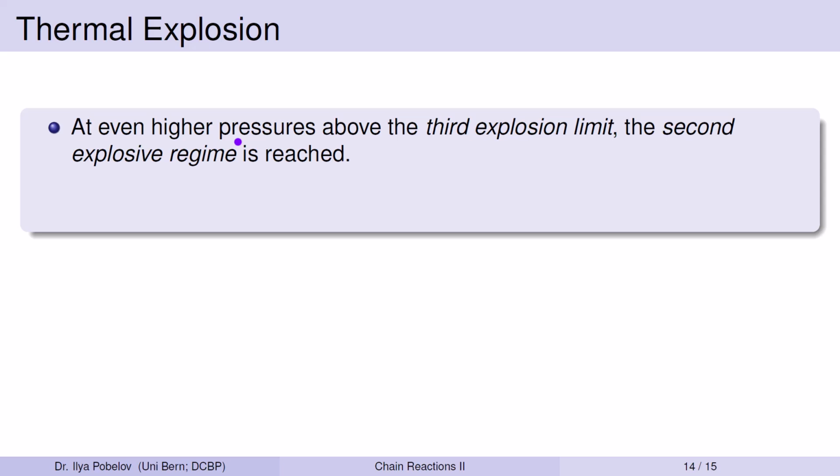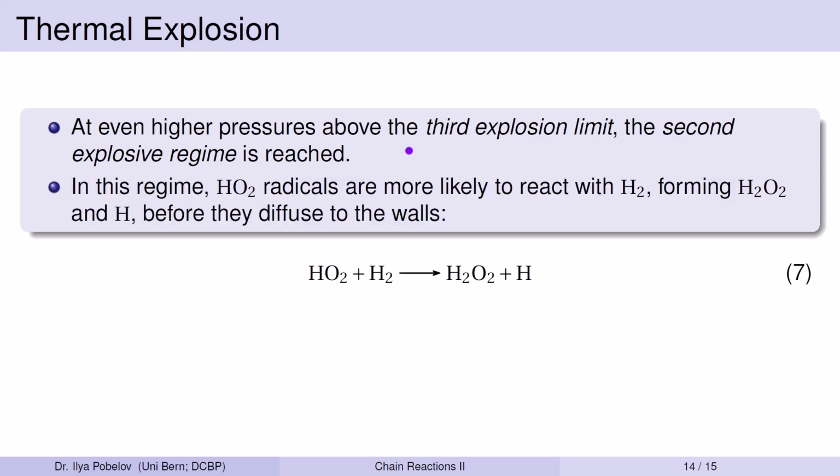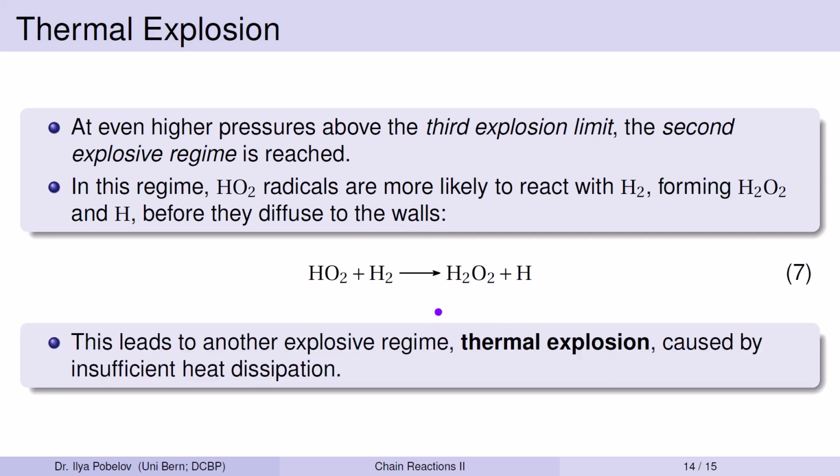At even higher pressures above the third explosion limit, the second explosive regime is reached. In this regime, the hydroperoxide radicals are more likely to react with hydrogen molecules, forming hydrogen peroxide molecules and hydrogen radicals before they diffuse to the walls. This leads to another explosive regime, thermal explosion, caused by insufficient heat dissipation.